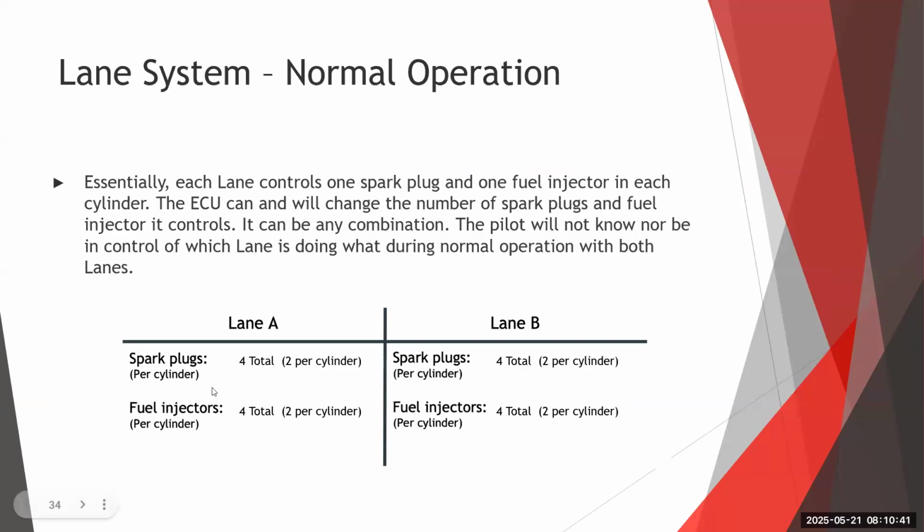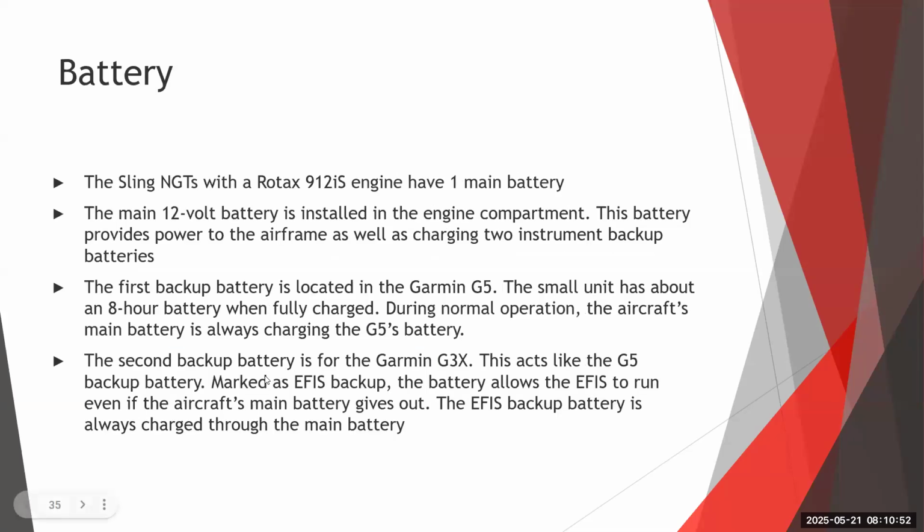Here's lane A: 2 spark plugs per cylinder, 2 fuel injectors per cylinder. But it can control it in any combination. We don't necessarily know what it is. Got it. So the ECU is just telling the lanes, dividing it up, and then it just knows that it's doing it safe. Yep. We have one main battery, which is a 12-volt battery.